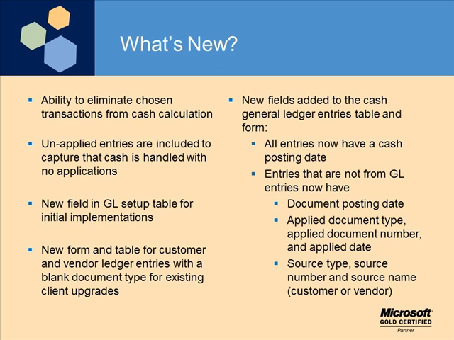Two main advantages to NAV 2013's version of Cash Basis include the ability to eliminate chosen transactions from the cash calculation and also new fields that are available to the Cash General Ledger Entries table and form that will give more information such as the posting date, source type, and document type. Now we'll take a look in more detail at Cash Basis for NAV 2013.